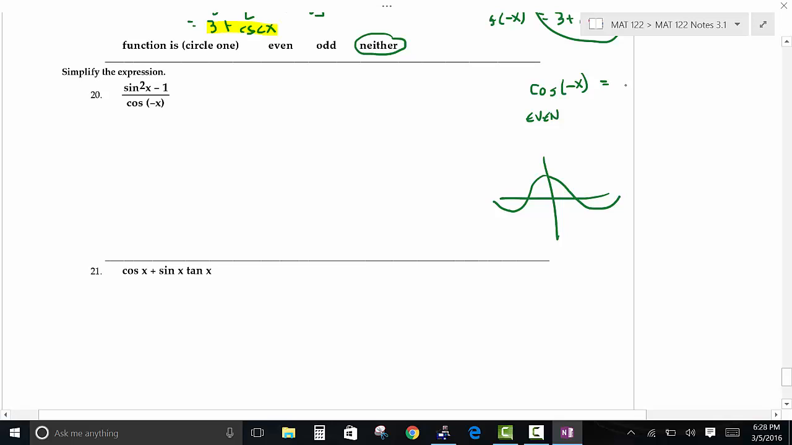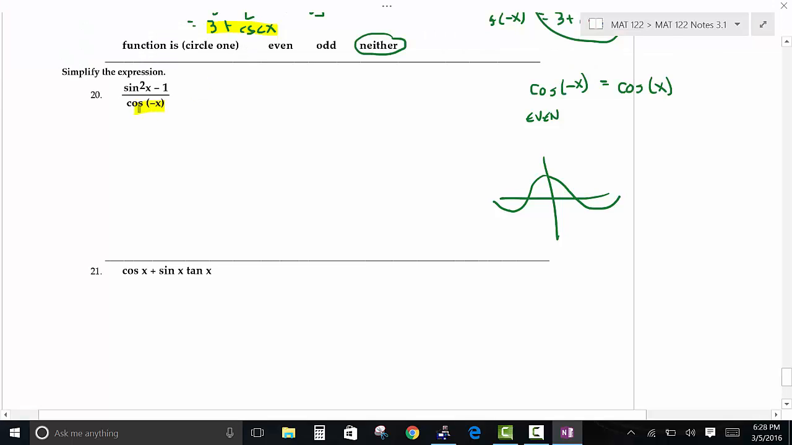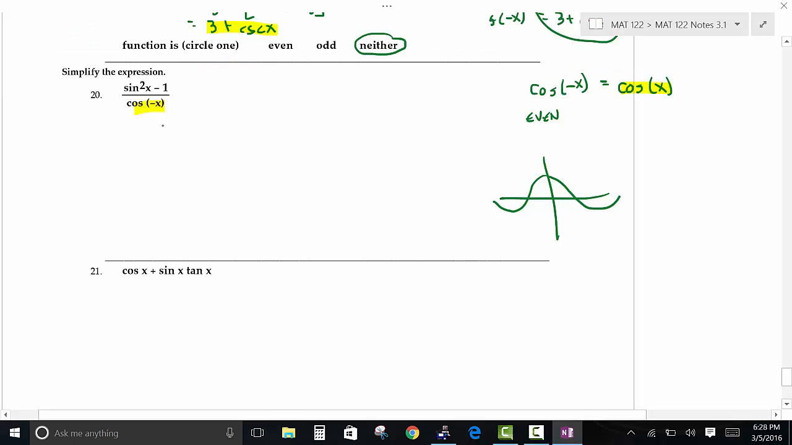So that means the cosine of negative x is the same as cosine of x. So what we're going to do is replace this with this, and then we're going to use identities to see if there's anything else we could do on this problem. So we're going to have sine squared x minus 1. Now let's replace that with cosine of x.